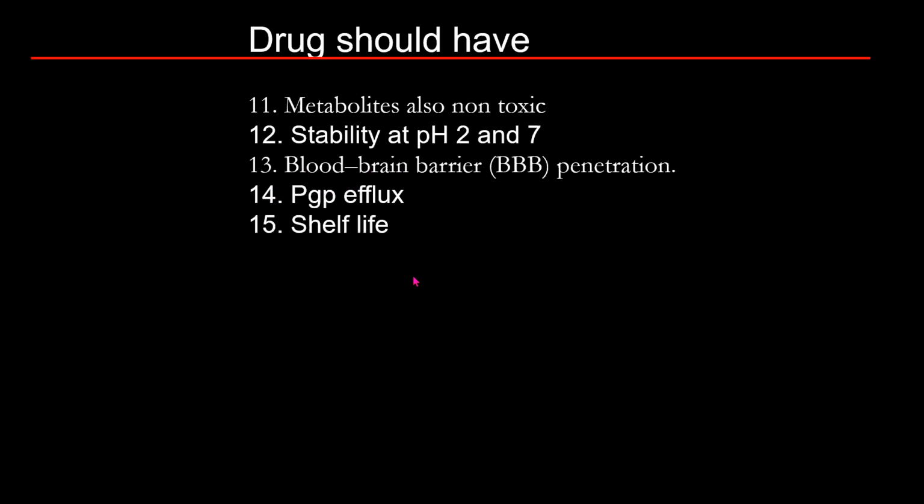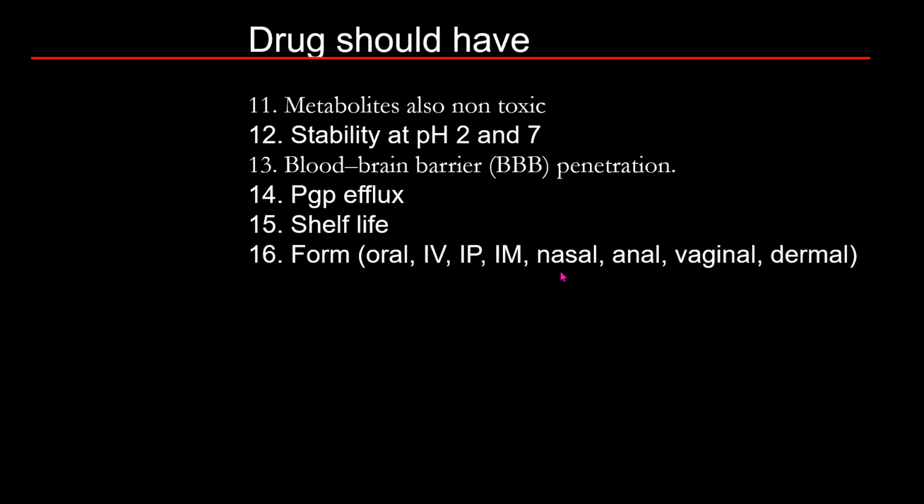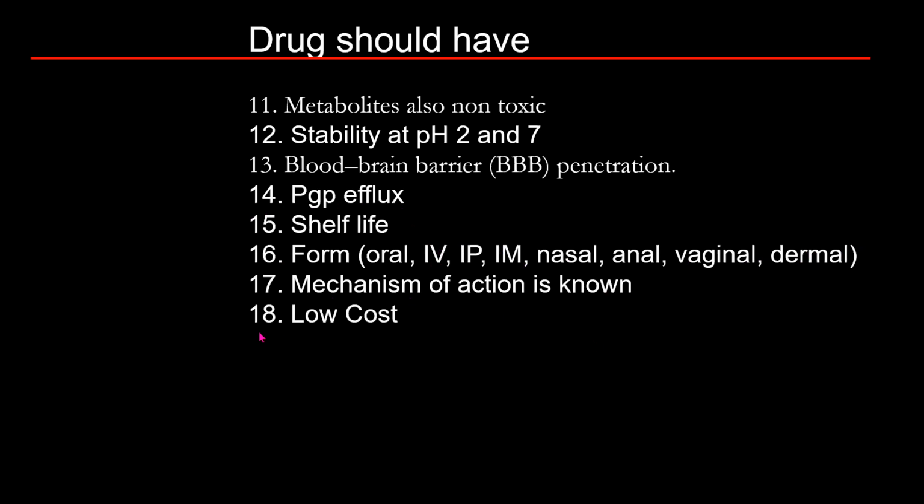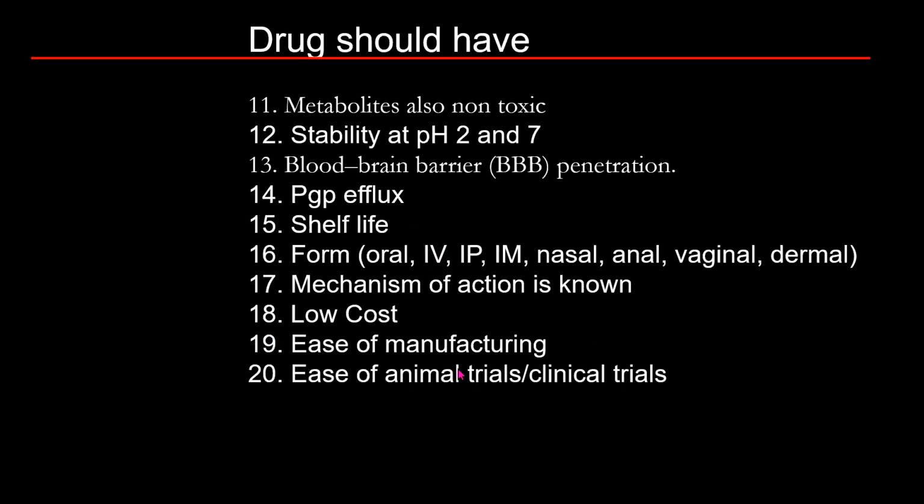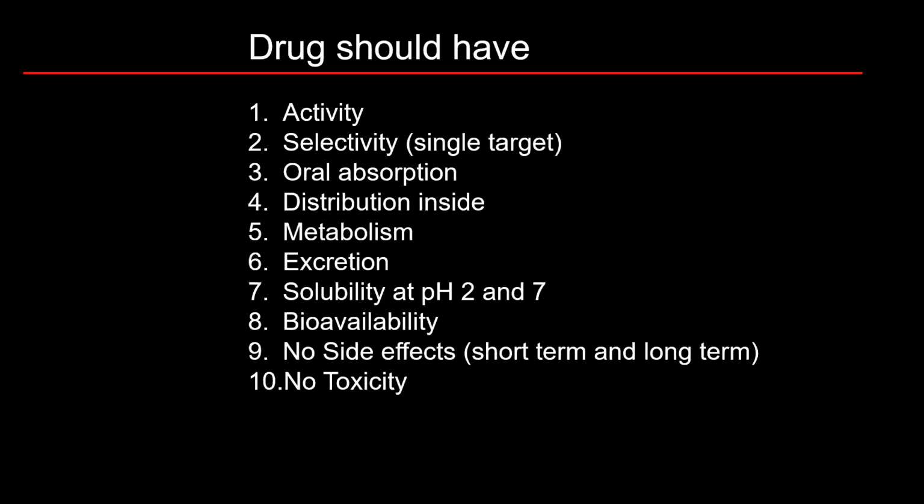And then of course it should remain stable for a long time, because the patient may take the drug 3 months after the day of manufacture. Then in which form it is given, all these different forms: oral, intravenous, intrapulmonary, intramuscular, and so on. And then mechanism, how it acts, cost. In India, cost plays a very important role. And then how easy it is to make, and how easy it is to do animal studies. So you see, so many things are very, very important, not just activity.